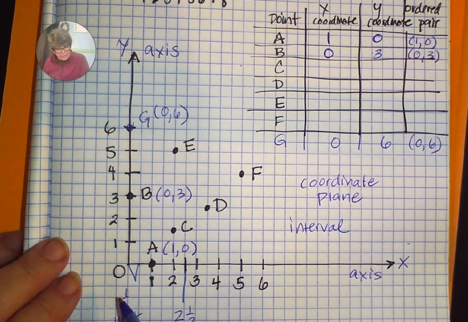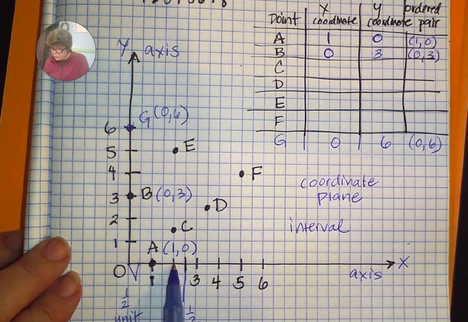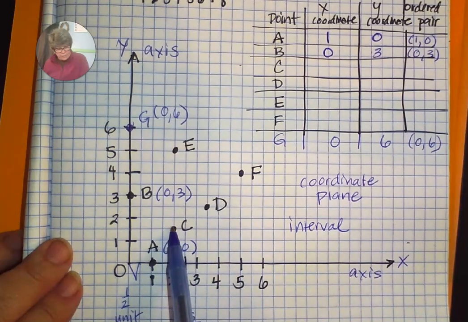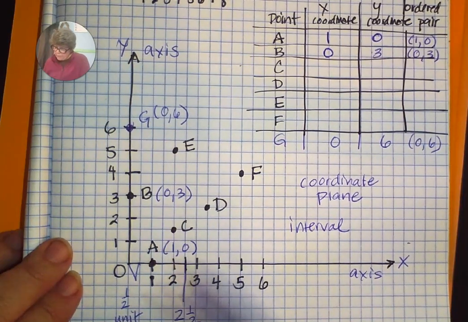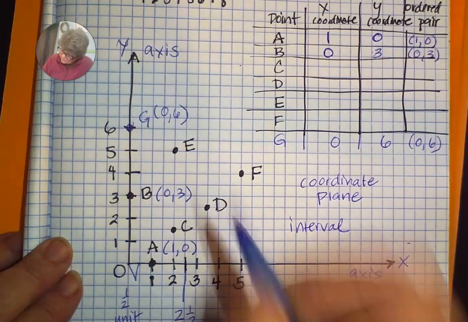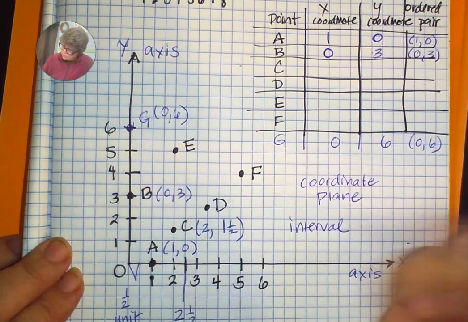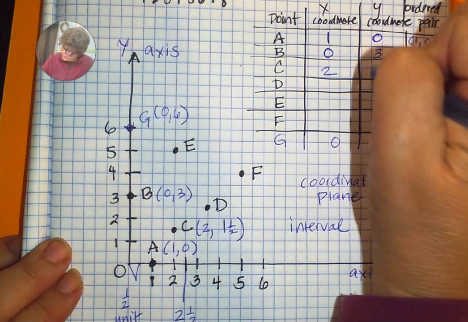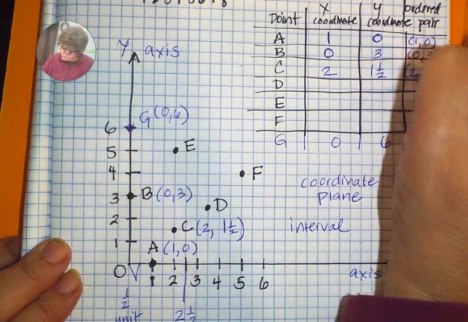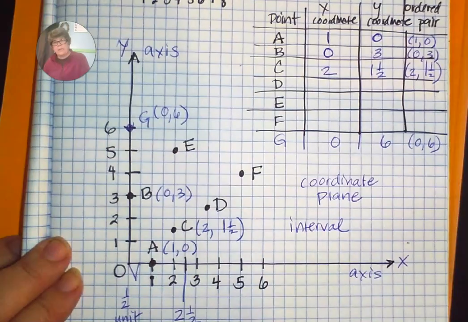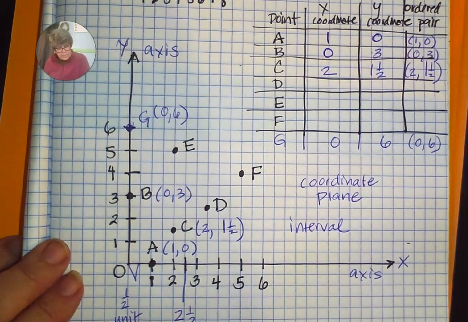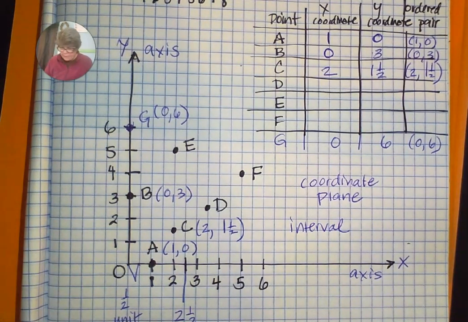Okay, so what is the x coordinate of C? C, you can see, is 2, right? And how about the y coordinate? 1.5. So let's put 2, 1.5. Always in the same order. Okay, very good. And the ordered pair is 2, 1.5. All right.